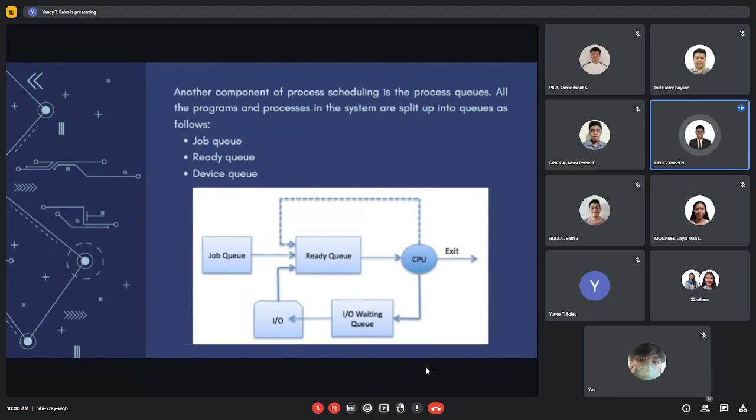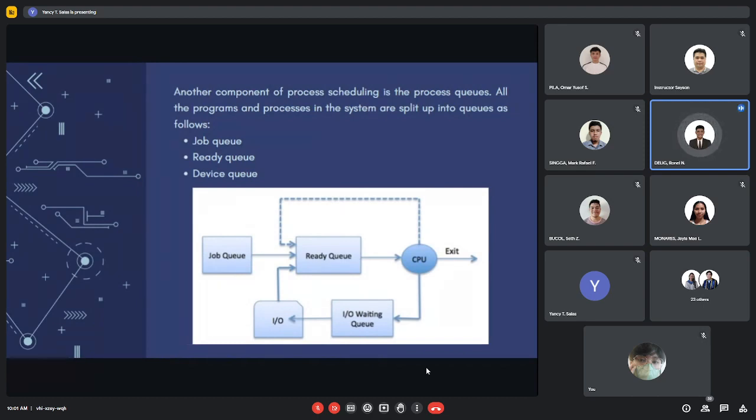So, another component of process scheduling is the process queue. All programs and processes in the system are split up into queues as follows: job queue, ready queue, and device queue. So as you can see in the picture below, first we have the job queue. This job queue holds all of the applications or processes that are waiting to be put in the process scheduler.